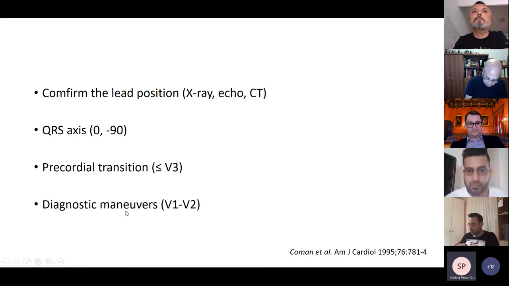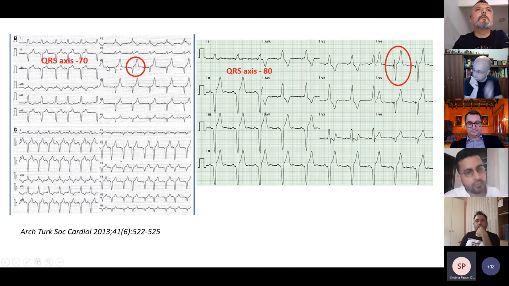Just replacement of V1 and V2, one or two intercostal spaces below the standard position, may eliminate the RBBB morphology. This is a case report from the literature, a patient with a DDD pacemaker and RBBB morphology. You see here the transition zone is in V3 derivation and the QRS axis is minus 70. After replacement of V1 and V2 leads one intercostal space lower than the standard position, this maneuver eliminated RBBB morphology in this patient. You can see here the second ECG.